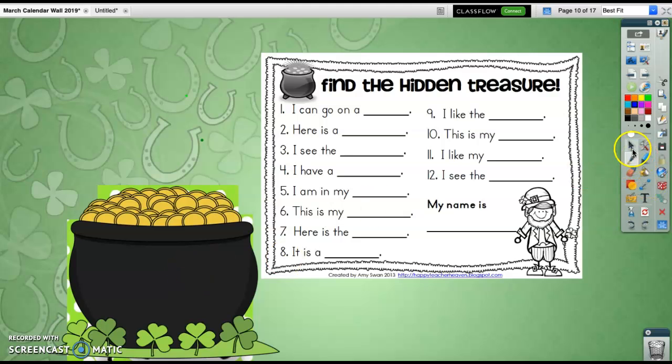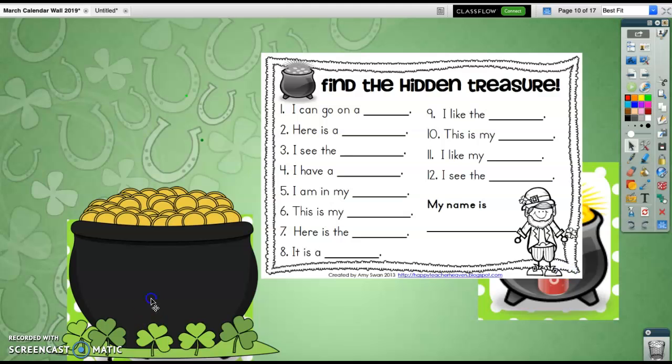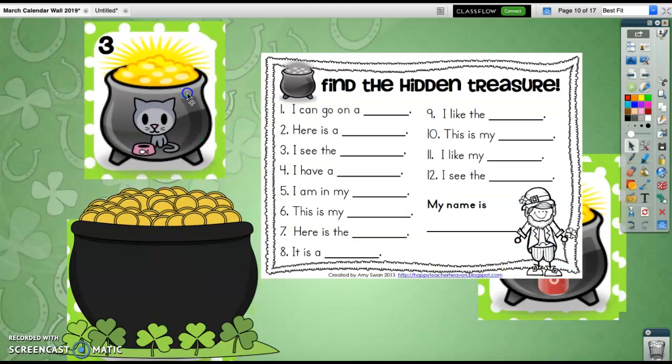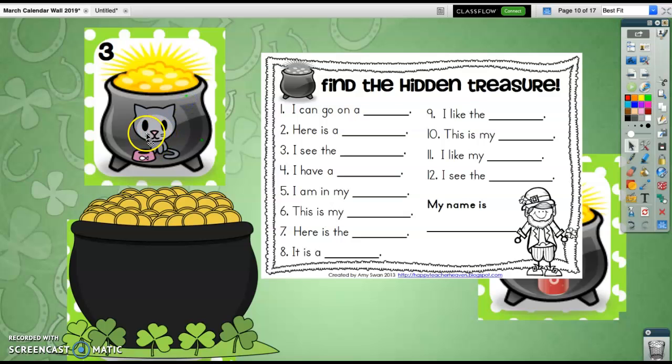Let's see which one we get today. We've already done that one. Number 3. What does that look like?